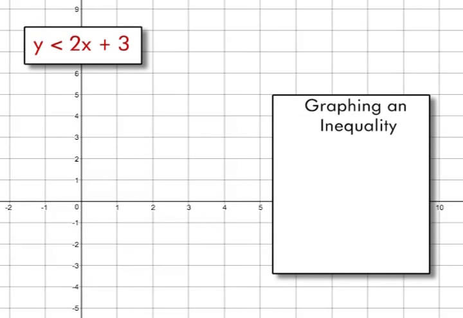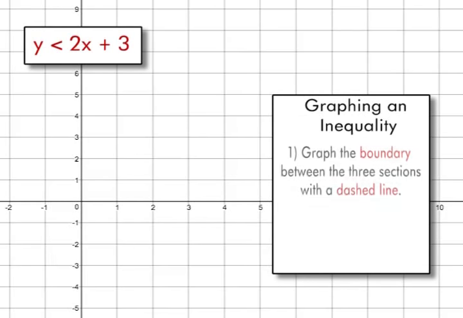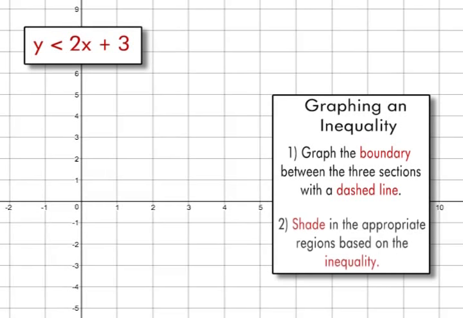The first is that we have to graph the boundary between the three areas of the graph that we saw before. The part of the graph that indicates y values greater than the function rule, the part that shows y values equal to the function rule, and the part that shows y values less than the function rule. So we have to graph that part first, and then we need to shade in the appropriate region.